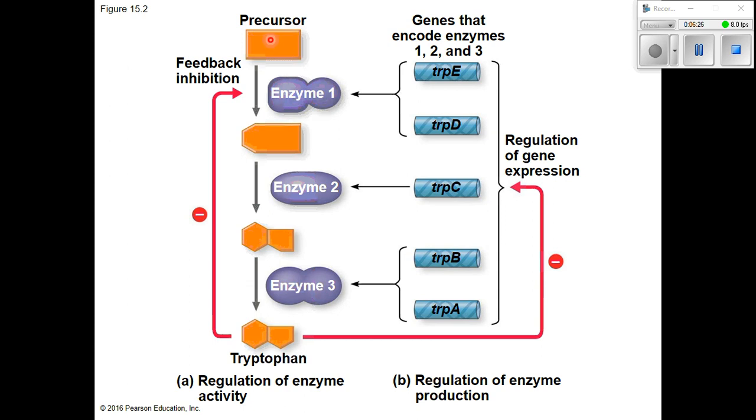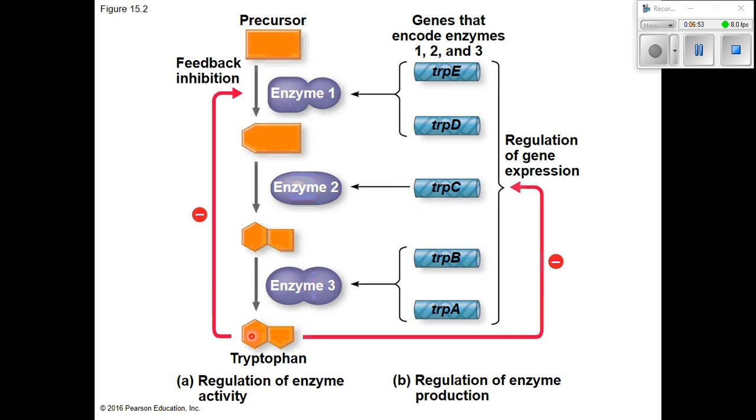Now, what's that going to do? It's going to stop the first step in this metabolic pathway. And of course, if you don't do the first step, then you can't do the second step or the third step. So it's temporarily shutting down the synthesis of tryptophan, which makes sense because, remember, the cell already has a large amount of tryptophan. Now, I said there were two ways that E.